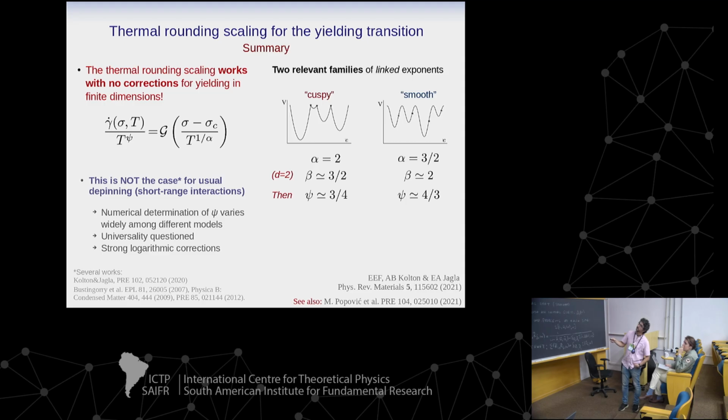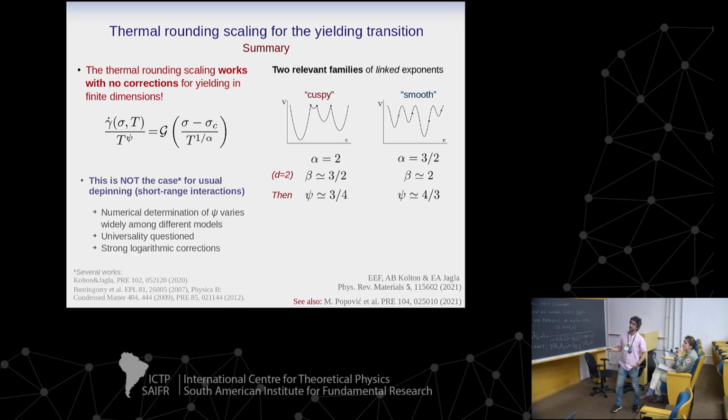The thermal rounding scaling works with no corrections for yielding, so it's really like if you were in mean field. And we have two relevant families linked to the exponent, the Caspi and the smooth, with alpha equal 2, beta 3/2, and then phi 3/4, and in the smooth 3/2 to 1/4.